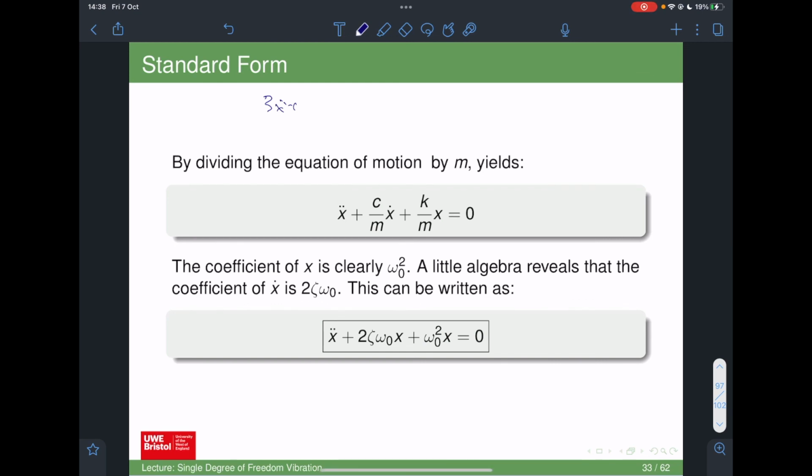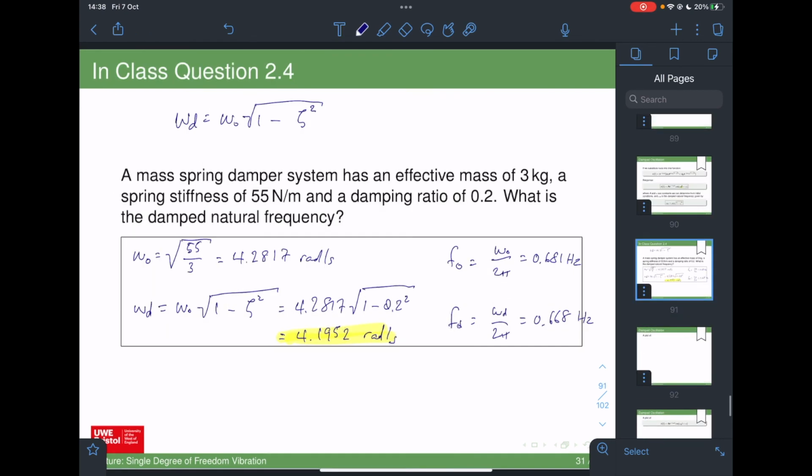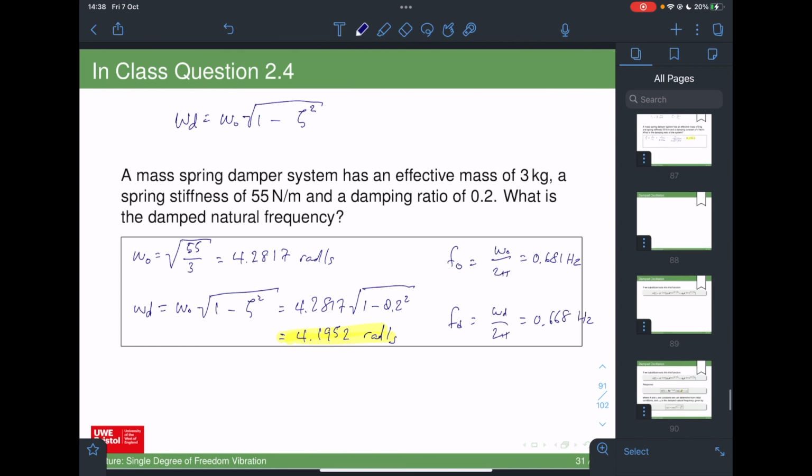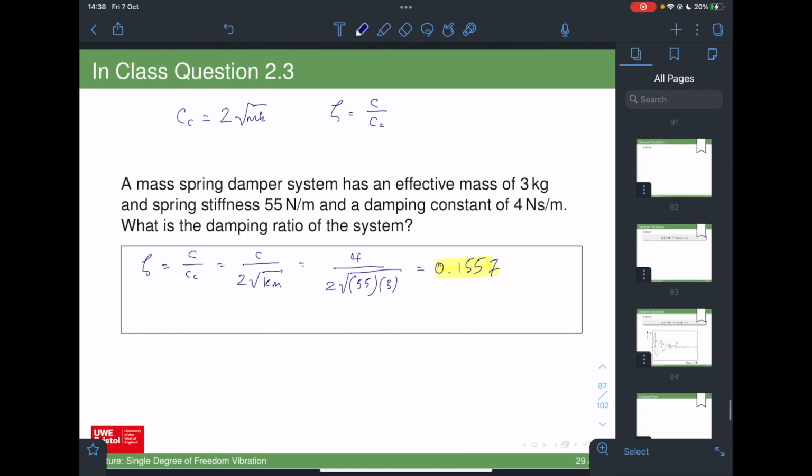What was the damping in that problem? I can't remember what it was now. That was 55x equals 0. I'm trying to remember what the problem was. Let's go back here. 4. There we are.